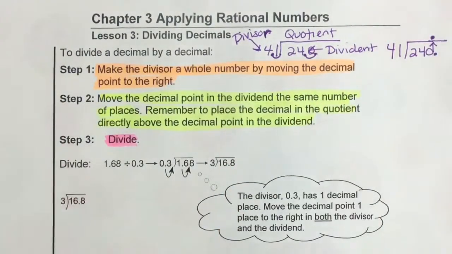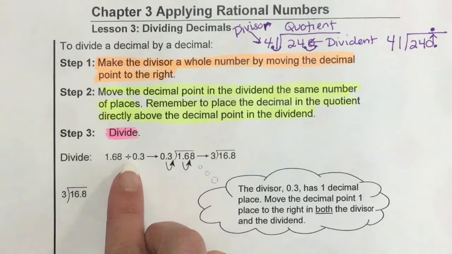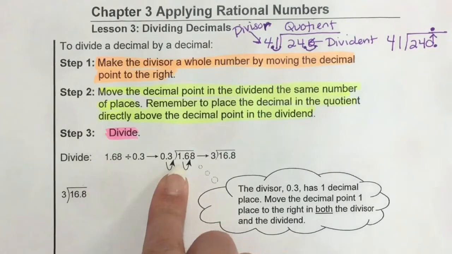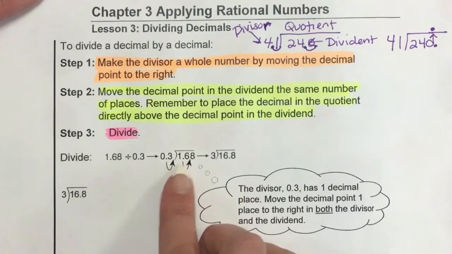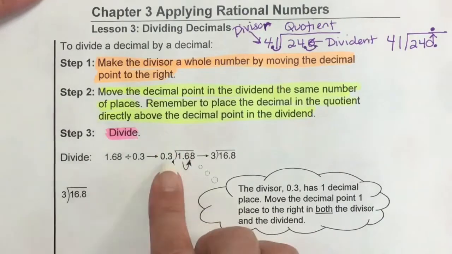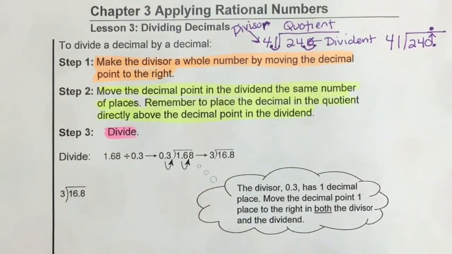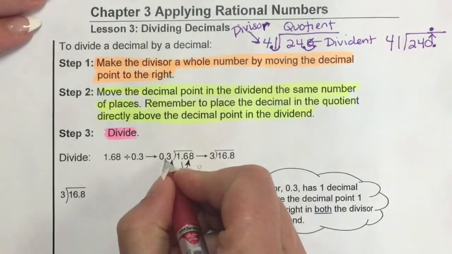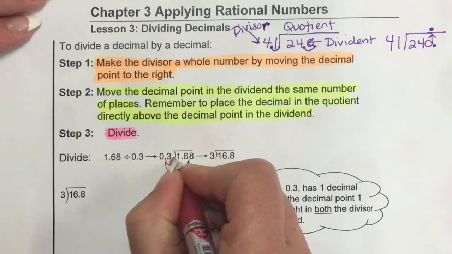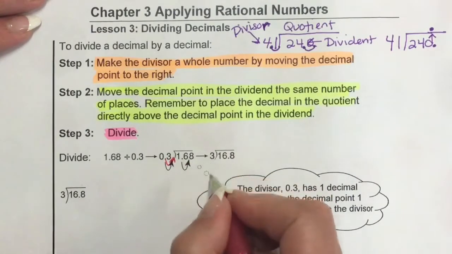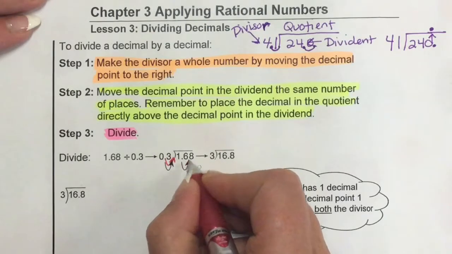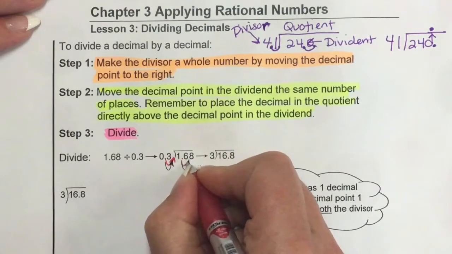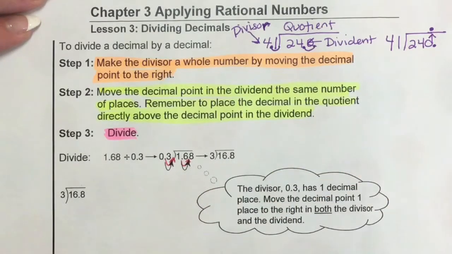Okay, so let's look at this. We have 1.68 divided by 0.3, and so we're going to change that into our long division. The first rule of dividing by decimals is that you can never divide by a decimal. So what we have to do is change this from 0.3. We have to move it over one place, so it becomes 3. And then if we move it over one place in the divisor, we have to move the decimal over one place in the dividend. So this decimal moves over one place to the right there, and then it becomes 16.8. And then you just divide from there.